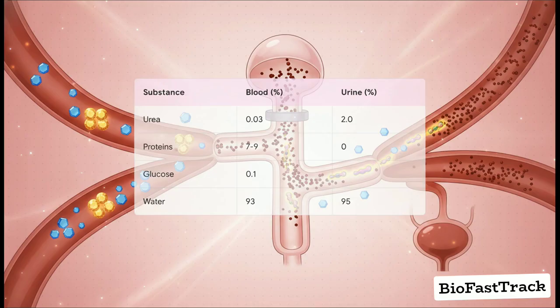Urea jumps from a tiny 0.03% way up to 2%. Now that is highly concentrated waste. But look really closely at proteins and glucose. They're heavily present in the blood, but completely absent, 0%, in the urine.